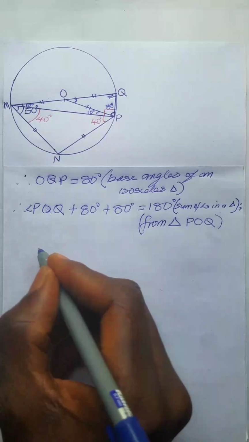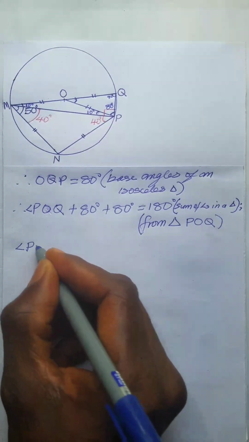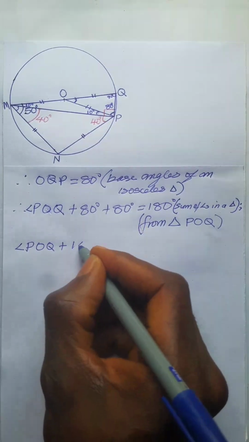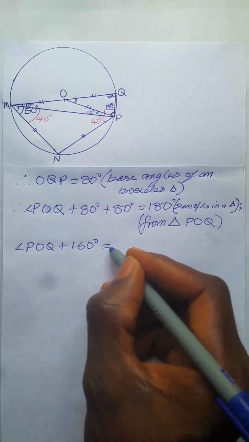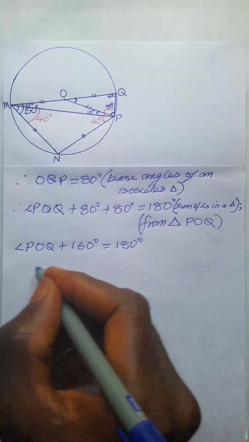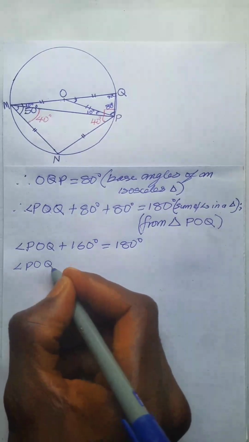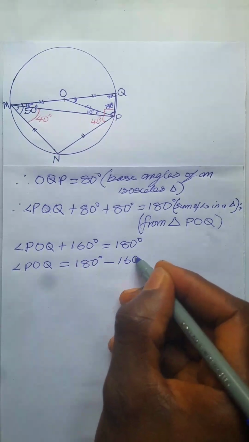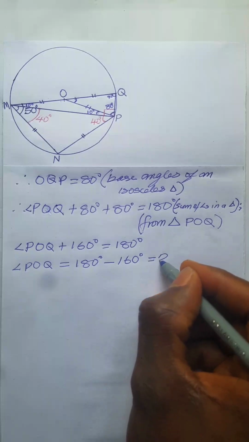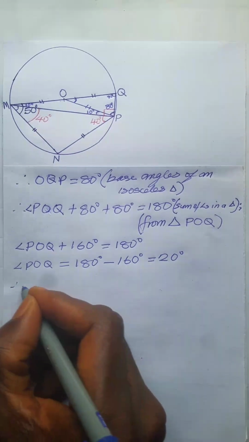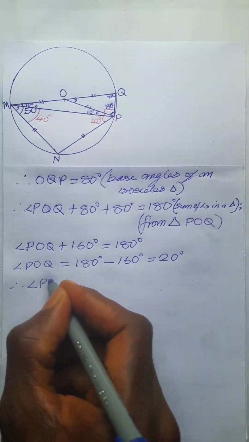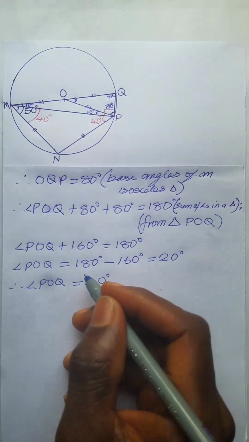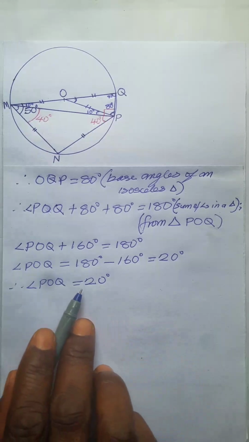Okay, so now let's go ahead and solve that. Angle POQ plus 80 plus 80, 160, is equal to 180 degrees. Angle POQ will be equal to 180 minus 160 degrees, and that is what? 20 degrees. Therefore, our triangle angle POQ is equal to 20 degrees, and that is our I.